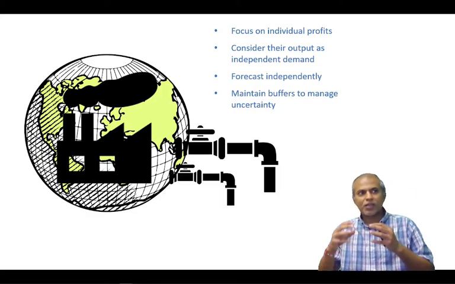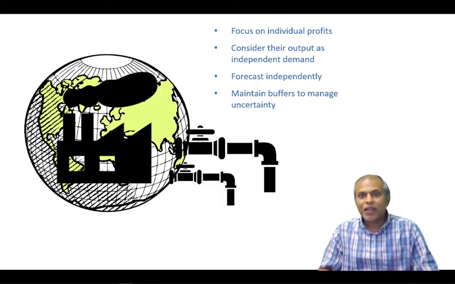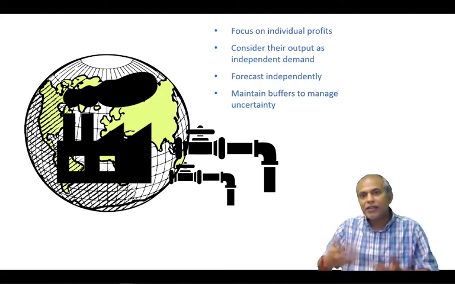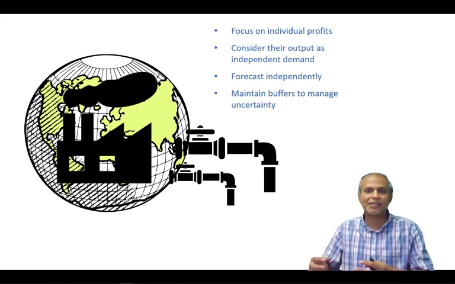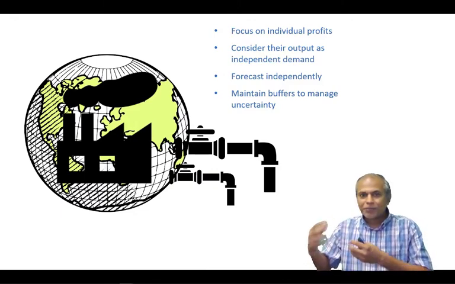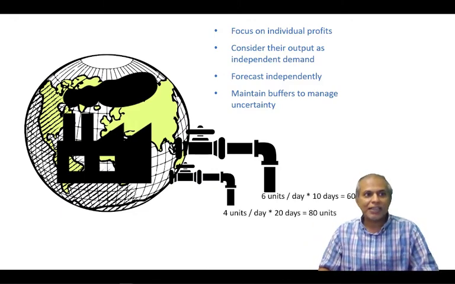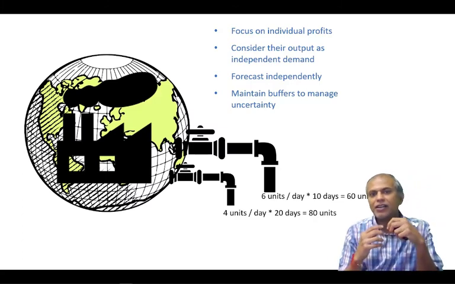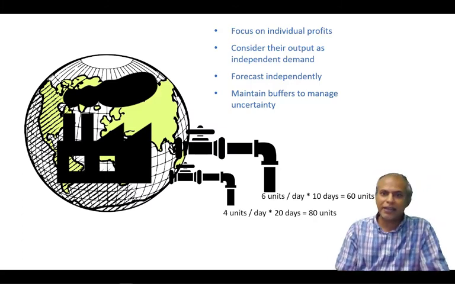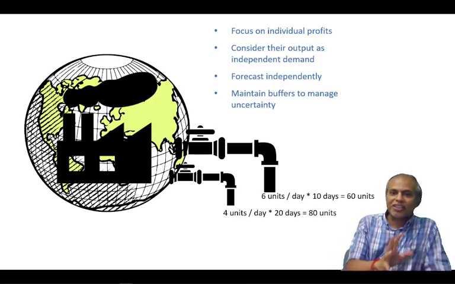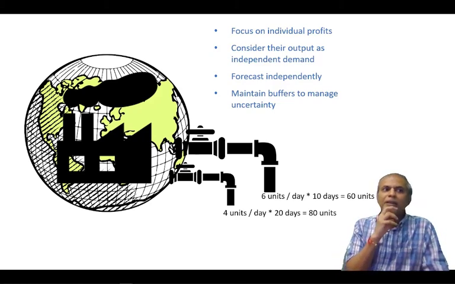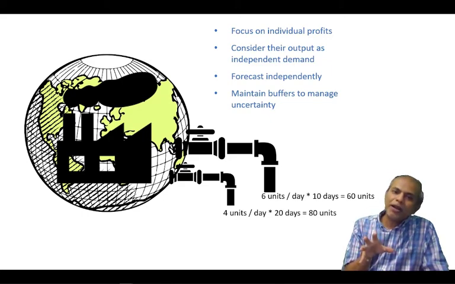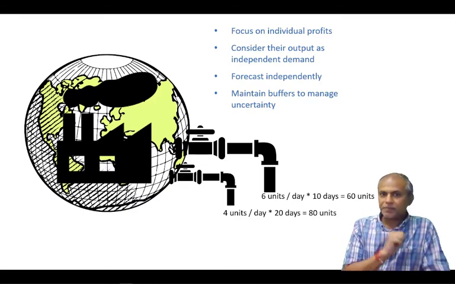So think of this, it's easy to imagine it as a pipeline. And the length of the pipeline is the length of, you can say, lack of trust or batch size or lead time or variability, whatever. So I have, as a factory, these two pipelines. In the first pipeline, the demand is 6 units per day, and the inherent variability is, I figure, 10 days. So I decide to hold a buffer of 60 units. In the second pipeline, there is 4 units per day demand, and I decide to maintain 20 days of buffer. So my buffer stock is 80 units.